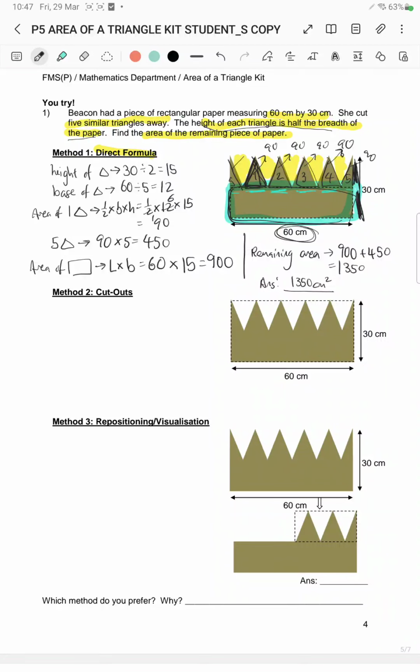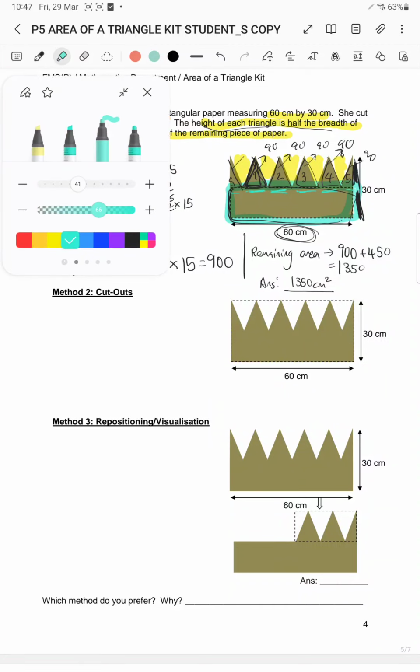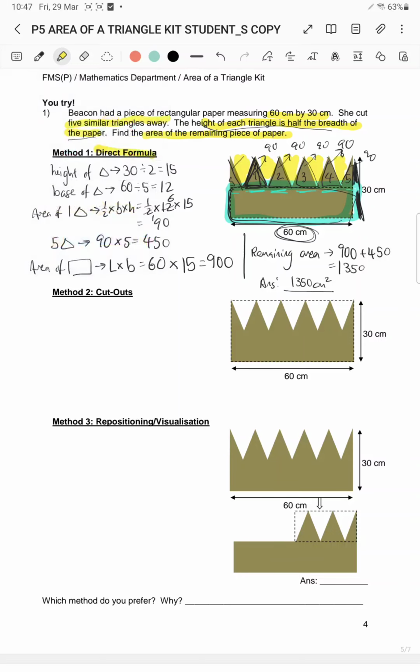Okay, students, now we shall move on to method 2. Method 2 is the cutout method. I think many of you are quite familiar with this, right? Cutout method is to find the parts, like this, and we find the big one minus away all the small parts, and then that's where you can find the answer.